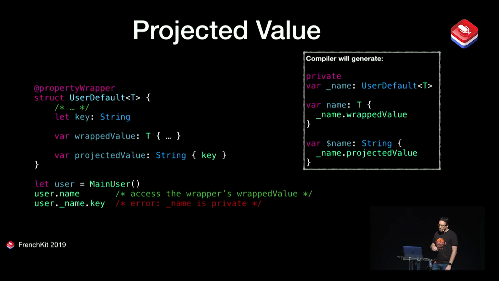But if you provide a property like that, the compiler will additionally generate a property with the $ sign prefix. So basically, underscore name will be the name of the type of your wrapper. Name will just be a kind of proxy to the wrappedValue, and $name will be a proxy to the projectedValue.